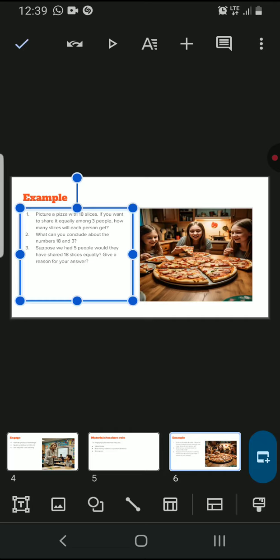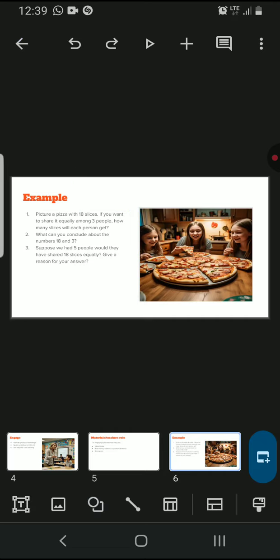The next guiding question, suppose we had 5 people, would they have shared 18 slices equally? Give a reason for your answer. Here again, we want them to discover that there are numbers which cannot go into 18 evenly. Those numbers would leave what? A remainder.